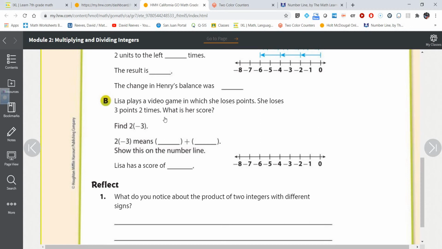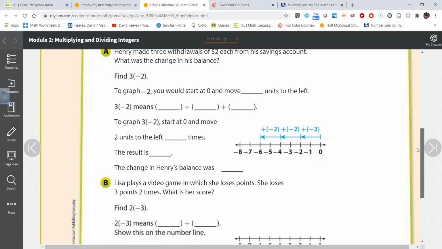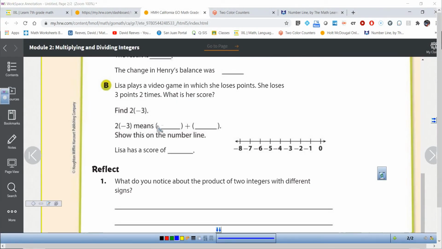Lisa plays a video game in which she loses points. Poor Lisa. She loses 3 points 6 times. If you look up here, we did 3 times negative 2. Now we're going to do 2 times negative 3, which is 2 groups of negative 3. So 2 times negative 3 means negative 3 plus negative 3.